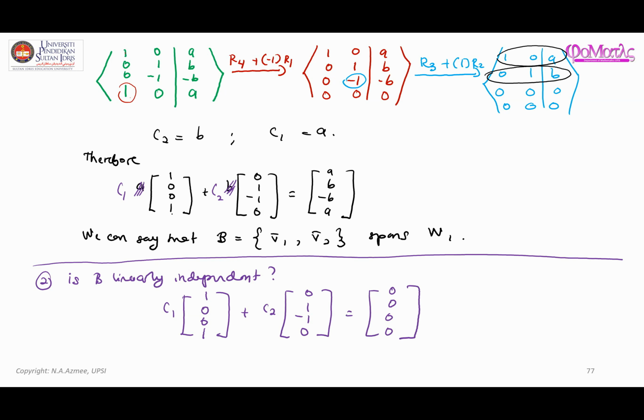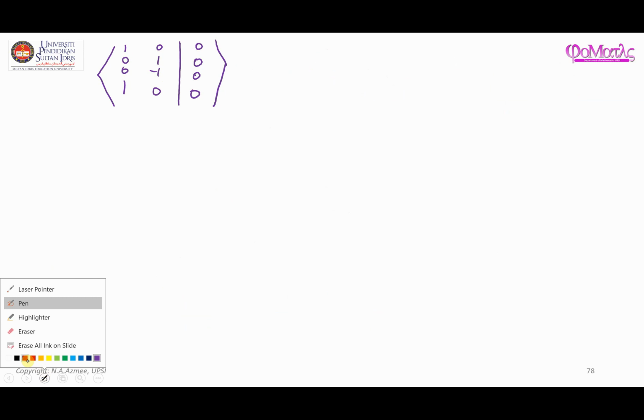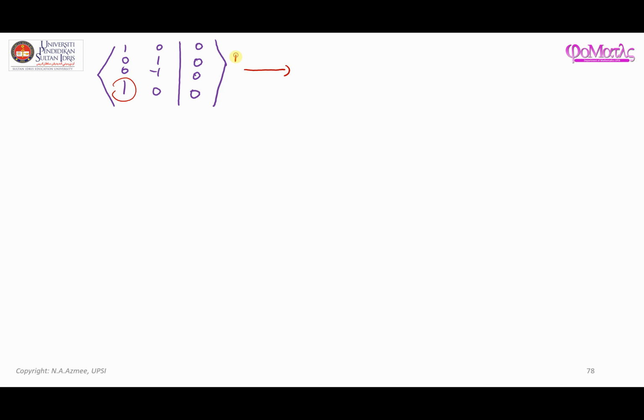Okay, so what you can do is, again, you can consider the augmented matrix. So it will be represented as such: 1, 0, 0, 1, and then we have 0, 1, negative 1, 0. Here is 0, 0, 0, 0. So in a similar way as what I have shown just now, what you can do is maybe turn this part into 0. So here is R4 plus negative 1 R1, and you will get the following answer: 0, 1, 0, 0, negative 1, 0.